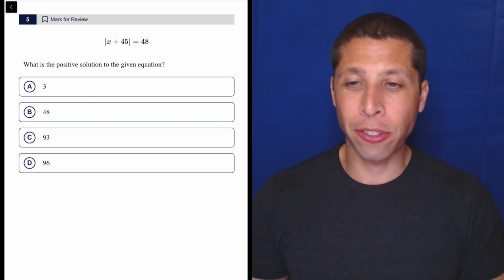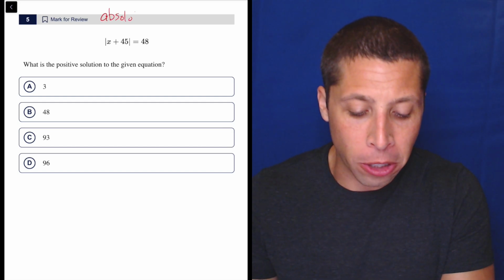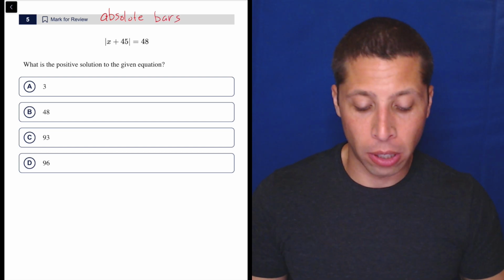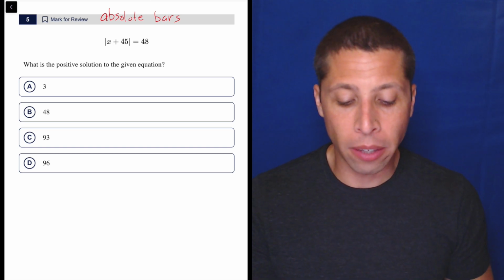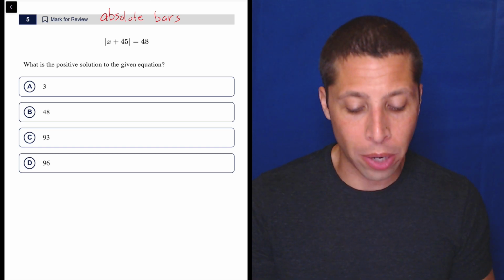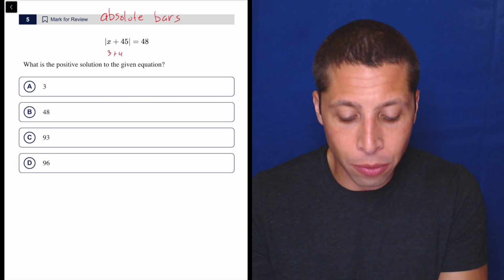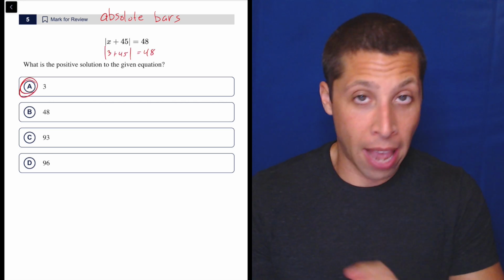Maybe some of you who are answering this question have never seen absolute value bars before. That's what those weird parentheses are. They do something special. So they actually have no impact on this particular question because we're looking for what plus 45 equals 48. They give us answers, plug them in and see. And yeah, 3 plus 45, even with those bars, is 48. So we're done. A is the answer.